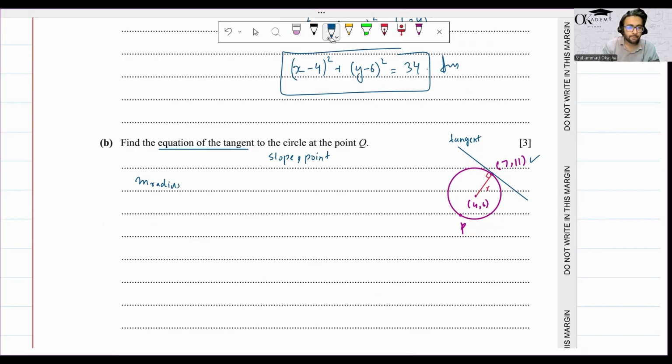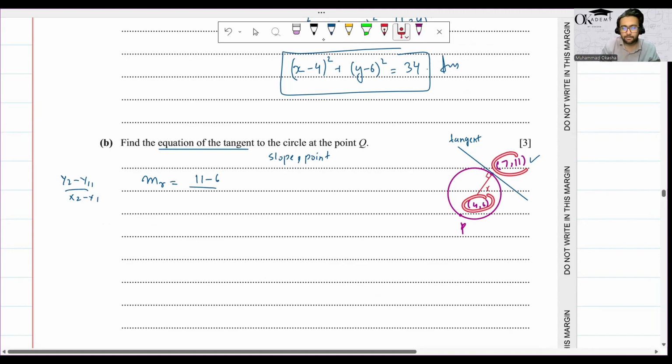So the gradient of the radius, I'll just write m_r, is going to be 11 minus 6 over, you know, the formula (y2 minus y1) over (x2 minus x1), right? So I'm using these 2 points.